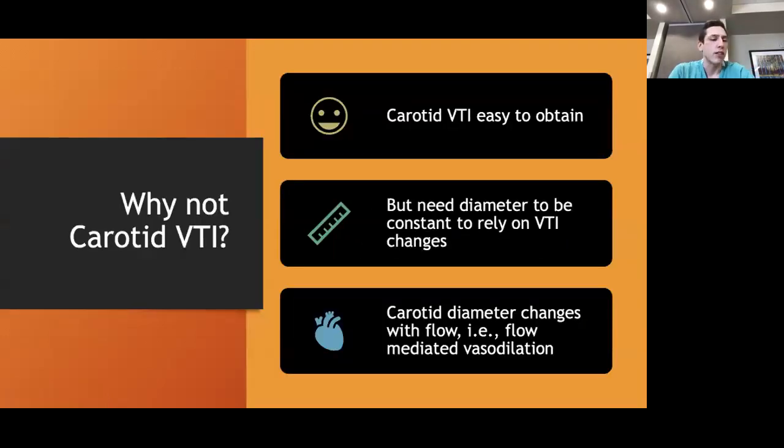A question that sometimes comes up is, why not just use the carotid VTI? Well, the carotid is easier to obtain, but the diameter needs to be constant in order for us to rely on changes in VTI as surrogates for changes in cardiac output. And unfortunately, the carotid diameter does change with flow, and this is known as flow-mediated vasodilation.